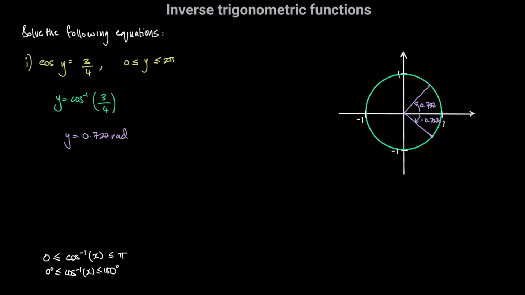Well, if we took this angle right here, this would be between 0 and 2 pi radians. And the cosine for this angle, the x-coordinate, would be the same as it was for the angle 0.722 radians. So what is this angle over here? Well, this is simply 2 pi minus 0.722 radians. The entire revolution is 2 pi radians, but we're subtracting 0.722 radians. So then we can say that the other angle in this range, 0 to 2 pi radians, for which the cosine of that angle is equal to 3 over 4, is 2 pi minus 0.722 radians.